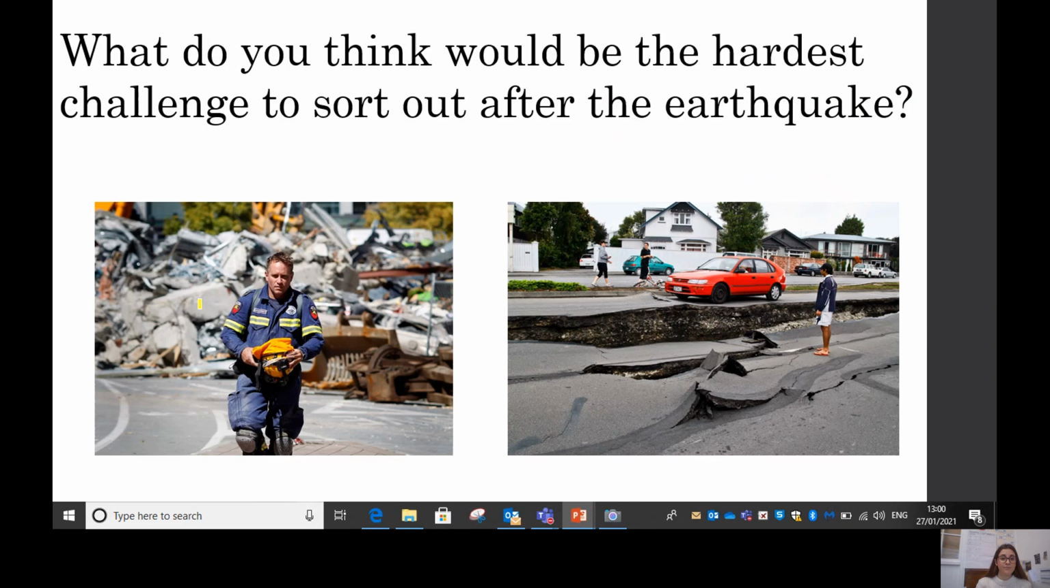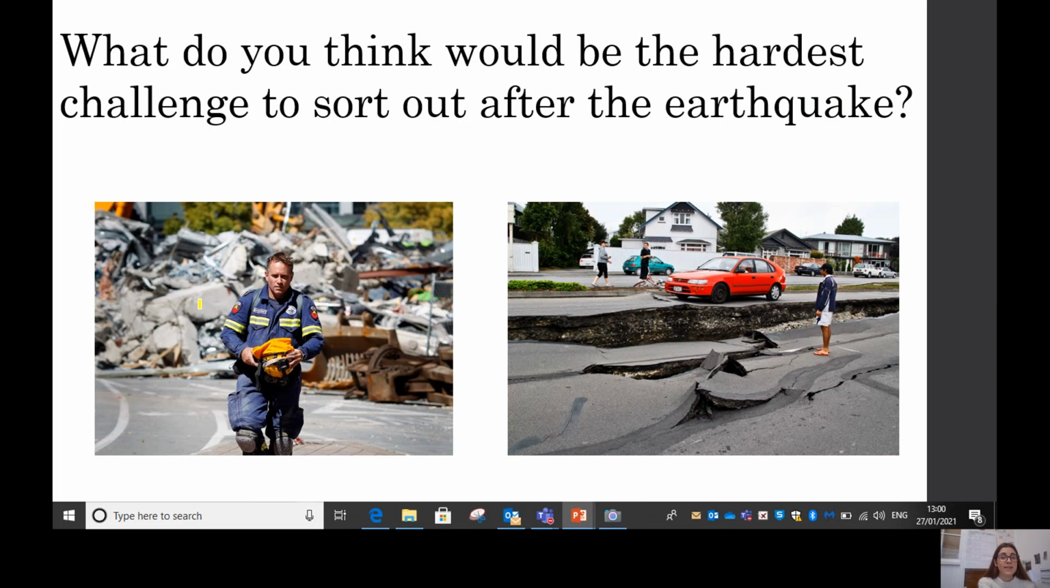So for your final bit, I would like you to have a think about what would be the hardest challenge to sort out after the earthquake. So you might be thinking along the lines of the hardest challenge would be to sort out rebuilding houses, because rebuilding houses takes a really long time, and it means that people have to be in temporary accommodation for a long time. I'd like you to try and link it to this earthquake.